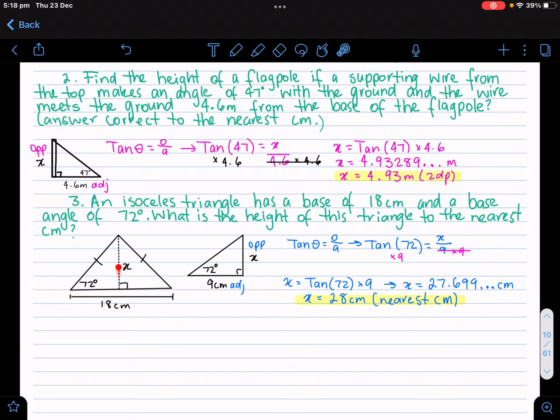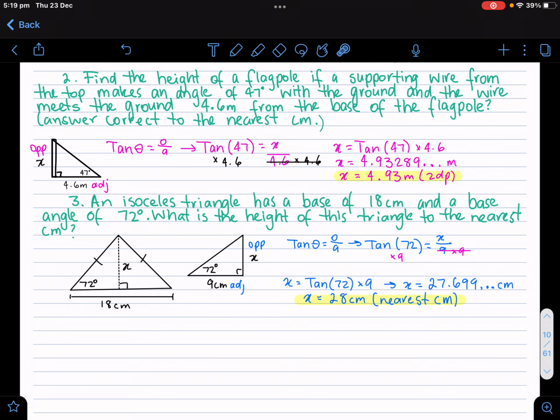So I know that if the height is exactly in the middle of this base, because these sides are the same, so if I make this a right angle triangle here, the bottom of this triangle is not going to be 18 anymore, it's going to be half of 18. That's where the trick comes into play. So half of that is going to be 9. The 72 is the base angle, and we're trying to find the height of this triangle.